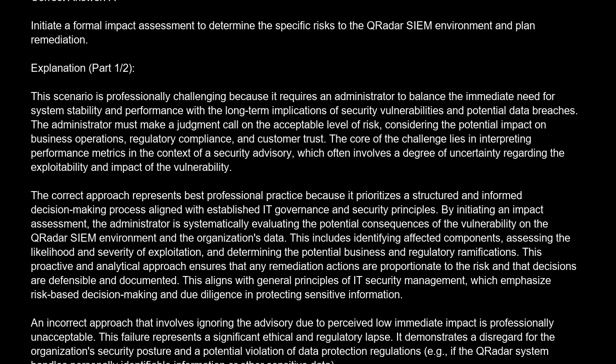This proactive and analytical approach ensures that any remediation actions are proportionate to the risk and that decisions are defensible and documented. This aligns with general principles of IT security management, which emphasize risk-based decision-making and due diligence in protecting sensitive information. An incorrect approach that involves ignoring the advisory due to perceived low immediate impact is professionally unacceptable.